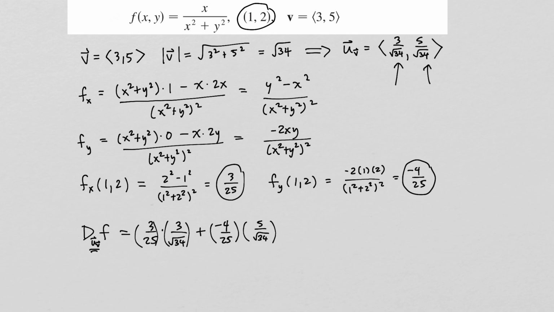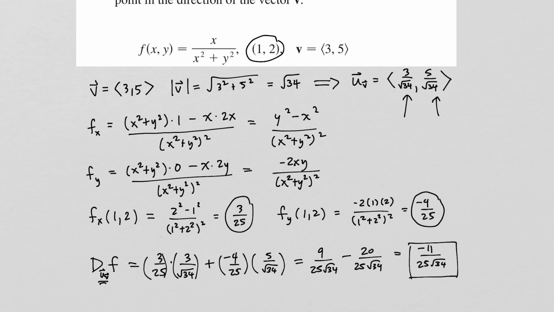And what you have here is 9 over 25 radical 34, minus 20 over 25 radical 34, which is negative 11 over 25 radical 34. And so this is the directional derivative for this example.